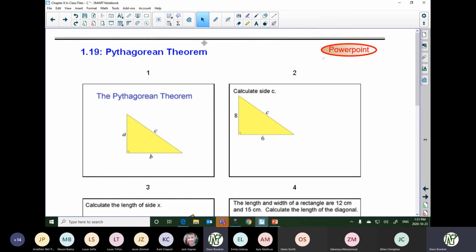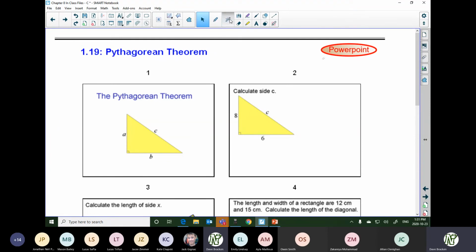Now, here's what's going to happen. I'm going to do a PowerPoint presentation on the Pythagorean Theorem, okay? I think a lot of you probably know the term Pythagorean Theorem, whether you remember what it is or not, but let me just real quickly tell you what the Pythagorean Theorem is in my own words.